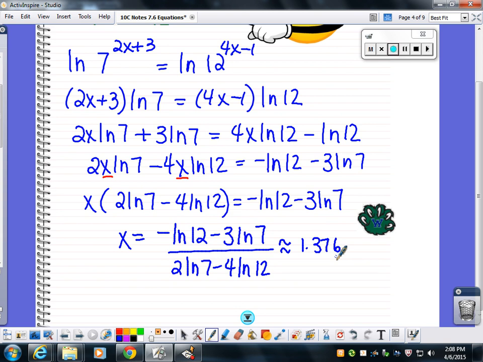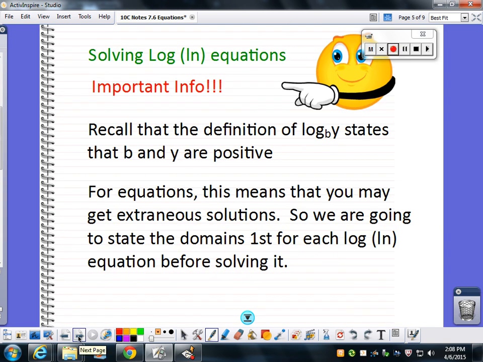So like I said, we've solved exponential equations. Let's go solve some logarithmic equations. When we're solving log equations, you have to remember the following. Recall that the definition of log base b of y states that b and y are positive. Remember, they're both greater than 0. The base has to be greater than 0 and y has to be greater than 0. For equations, this means you may get extraneous solutions. So we're going to state the domains first for each log or natural log equation before solving it. You have to watch out for extraneous solutions when you have logs and natural logs. So let's try a couple.